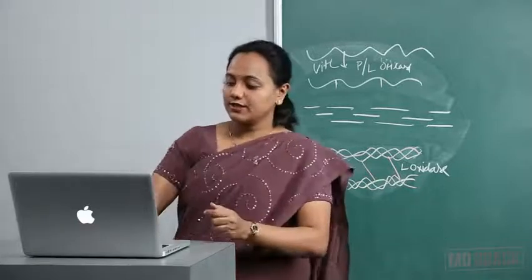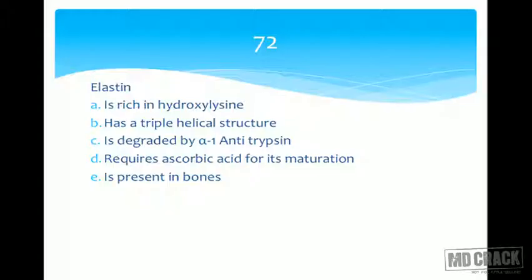So let us go to the next section. Next question: Elastin is rich in hydroxylysine, has a triple helical structure, is degraded by alpha-1 antitrypsin, requires ascorbic acid for its maturation, is present in bones. Only one is true out of all this, the remaining are false. So what is the right answer? Requires ascorbic acid for its maturation.